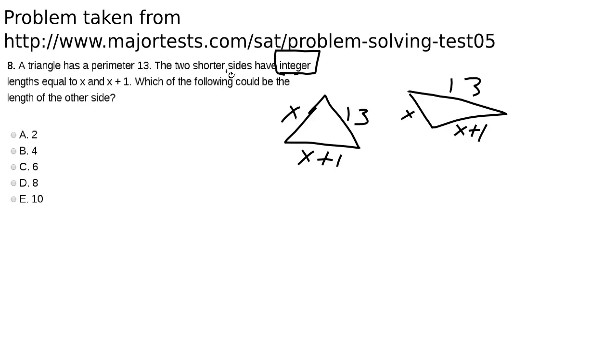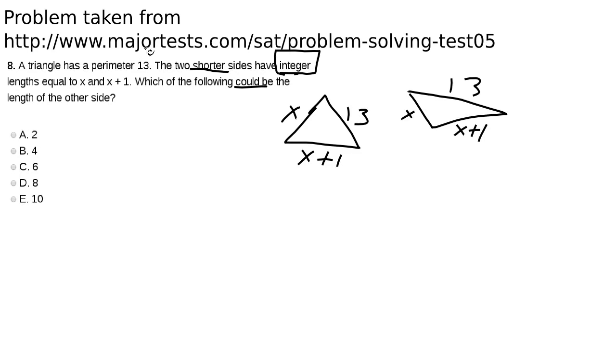The two shorter sides have integer lengths. Two shorter sides. I missed that in my first reading. That may matter. Which of the following could be the length of the other side? We have to use the triangle inequality that two sides of a triangle always add up to more than the other side. Which of the following could be the length?